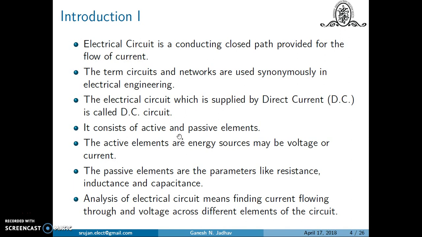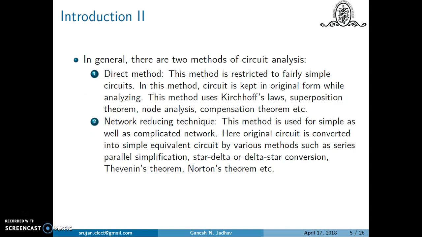It consists of active and passive elements. Active elements are the sources of energy, whereas the passive elements are resistance, inductance and capacitance. So active elements always have sources and passive elements are what? Resistance, inductance and capacitance. Analysis of electrical circuit means finding out the current flowing through and voltage difference across the circuit. Find the current flowing through and voltage across the circuit.